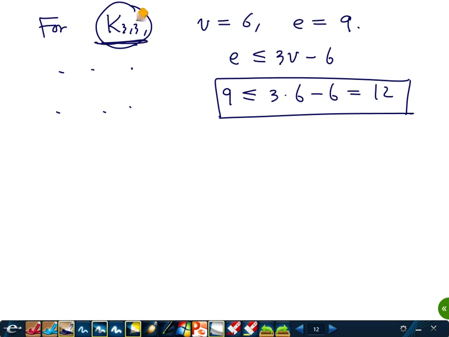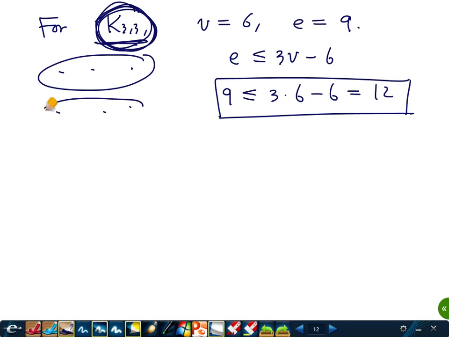What is the condition? The crucial property of K33 is that it is a bipartite graph, right? What is a bipartite graph? A bipartite graph is a graph where we can divide the vertices into two parts, like A and B, so that every edge connects one vertex in A and one vertex in B. In other words, you cannot have an edge within A only or B only.